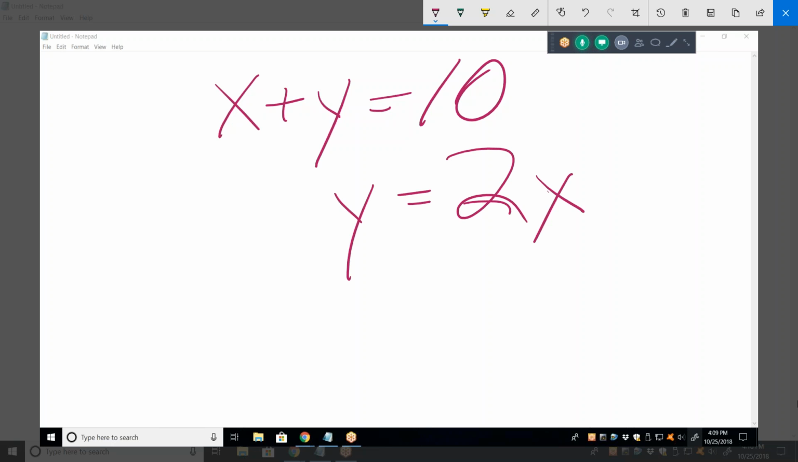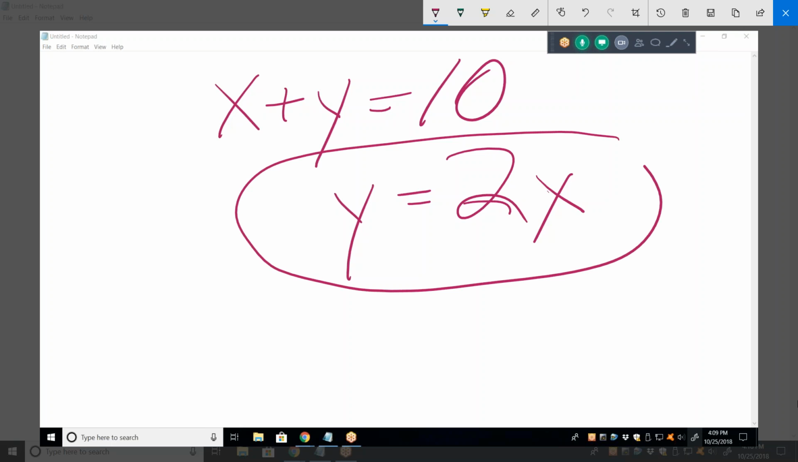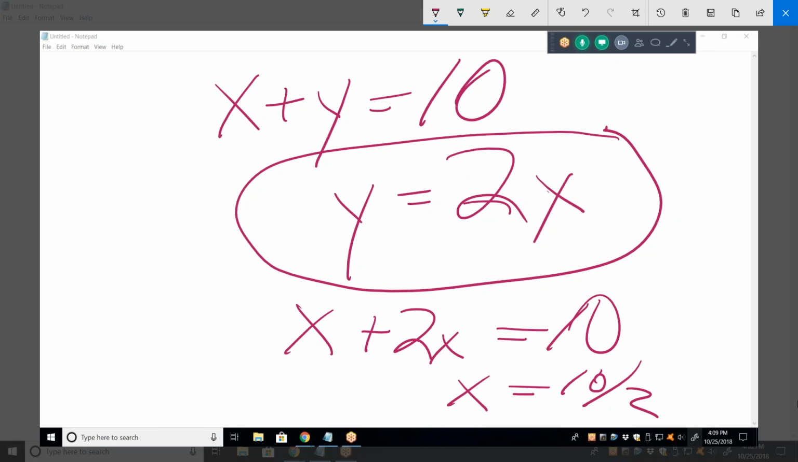What method are you going to use to solve this? Substitution. Correct, because you have one equation that's fully solved in terms of one variable. So tell me what to write. x plus 2x equals 10, so 3x equals 10. Okay, so x equals 10 thirds. And then once you solve for x, you know y is 2x. So if x equals 10 thirds, y must be 20 thirds.